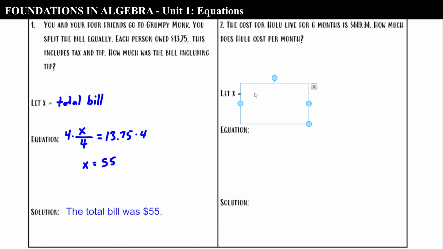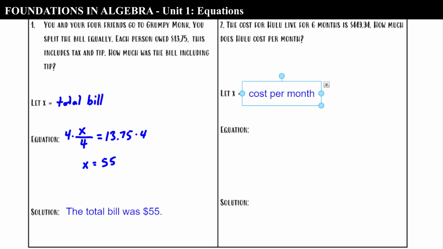All right, the cost for Hulu Live for 6 months is $449.94. How much does Hulu cost per month? So we are going to first identify what our unknown is. What is our x? Well, we want to know how much it costs per month. So the cost per month is going to be our x.